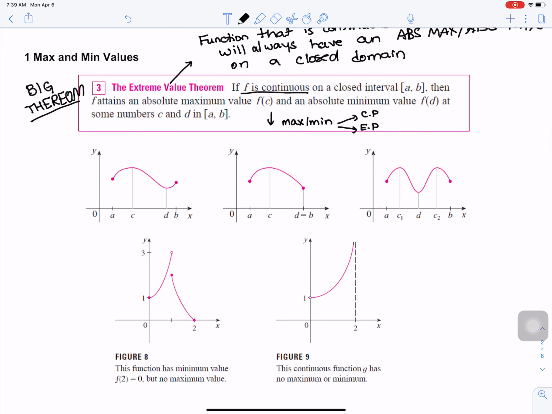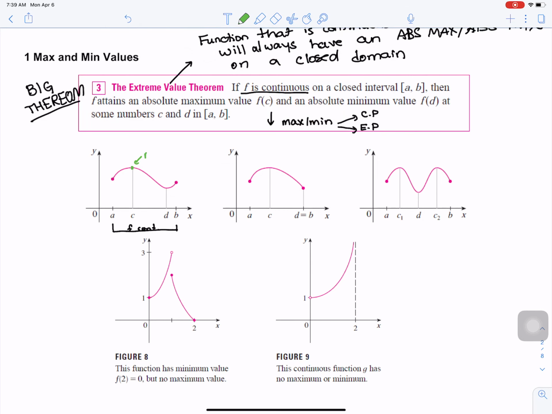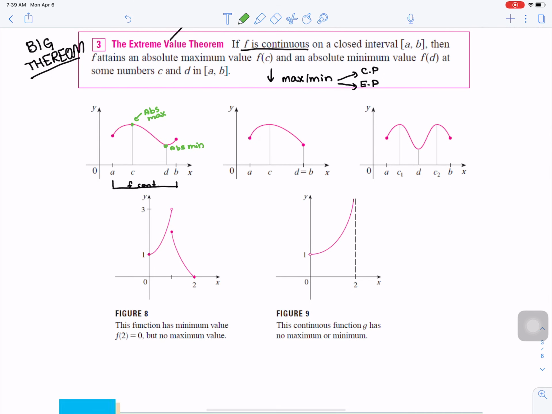So let's look at the first example. The function is continuous on the interval a to b. I look, where is my absolute max? There is my absolute max. That one occurs at a critical point. Where is my absolute min? There's my absolute min because it's the lowest point on the entire graph in that little section. Okay, this next example, the function is continuous on the closed domain. Here's my absolute max. Here's my absolute min.